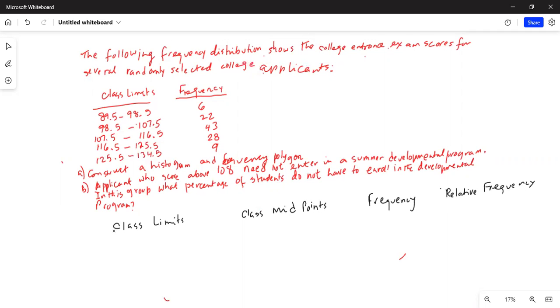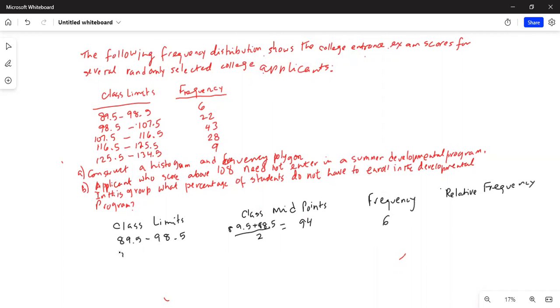So the first class limit is 89.5 to 98.5. In order to find the class midpoint of the first class, we will add 89.5 plus 98.5 and divide it by 2. So we will use our calculator to do that. 89.5 plus 98.5 equal to 188 divided by 2. The midpoint is 94.